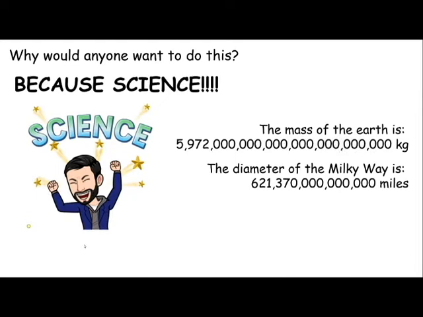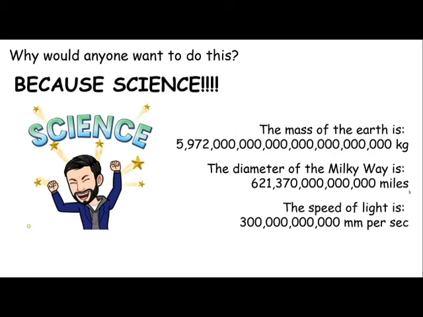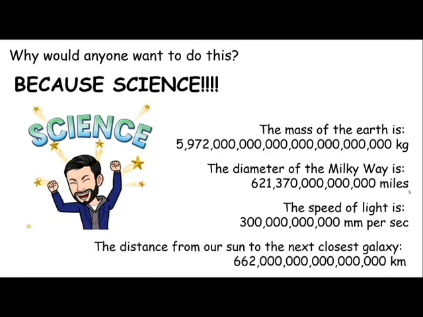Or consider this. This is the diameter of the Milky Way galaxy. This is, let's see, millions, billions, 621 trillion, 371 billion miles across. That's a big number to have to work with. Or the speed of light, 300 billion millimeters per second. Or the distance from our sun to the next closest galaxy. Let's see, this is millions, billions, trillions. This is 662 quadrillions. When scientists work with very, very large numbers, it's easy to get lost in all those zeros. We need a better way to write that.